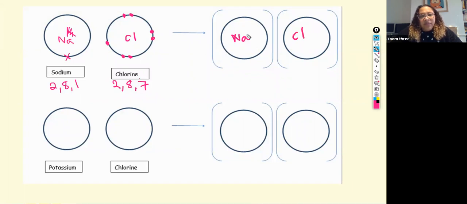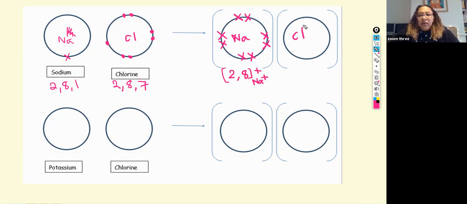If you have a look here then, this electron has been donated, transferred to chlorine, so we drop down to the next shell, which means that sodium now has a full outer shell. Now, we need to still identify that that is sodium. So we say that we've got 2 in the first shell and 8 in the second shell. Now, we also need to show that that is an actual ion. So what we do is we put Na plus. That's its notation there, and then a plus like that.